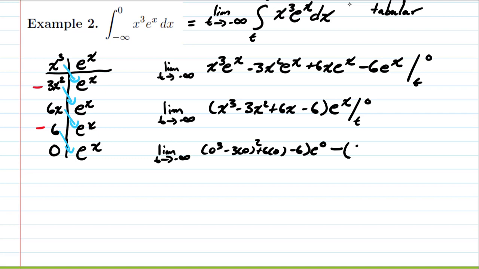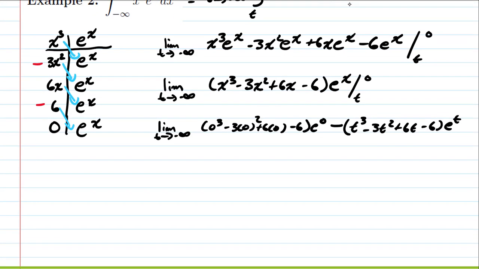minus, when I plug in t, I get t cubed minus 3t squared plus 6t minus 6 times e to the t. Well, that first part, I have a whole bunch of things that are equal to 0, so they're going to just go to 0. And the only thing that's left is the negative 6 times e to the 0, and e to the 0 is 1. So that's negative 6 minus t cubed minus 3t squared plus 6t minus 6 times e to the t.